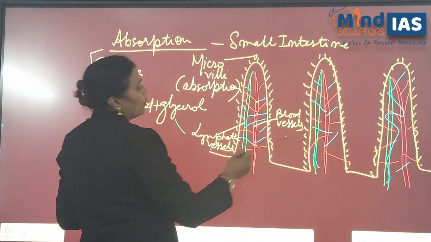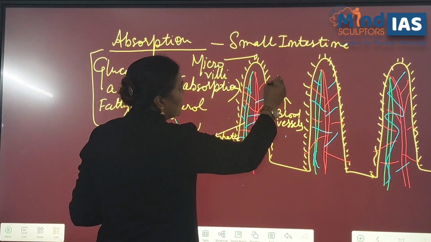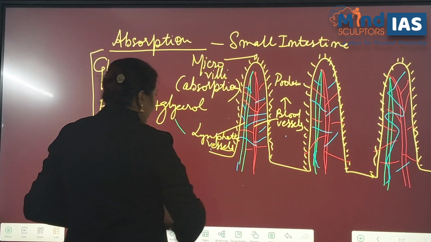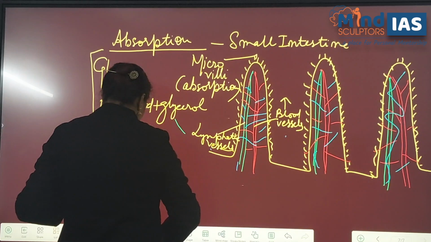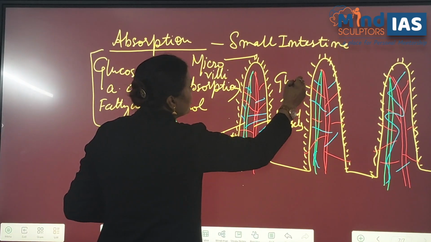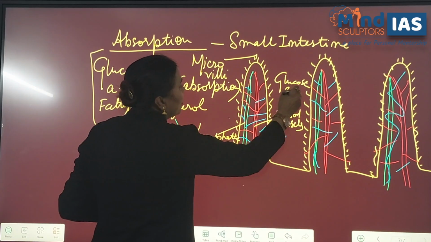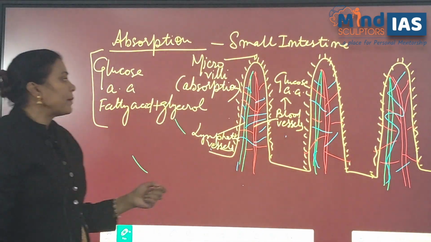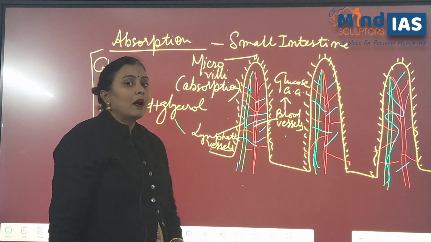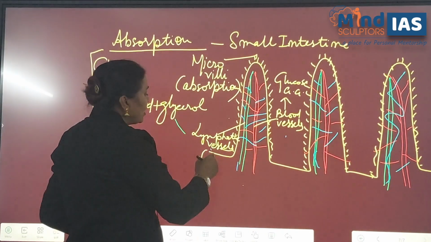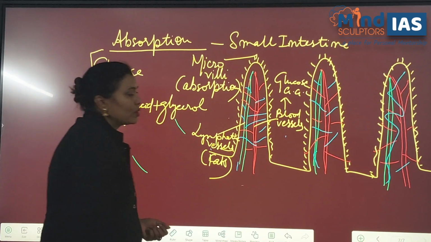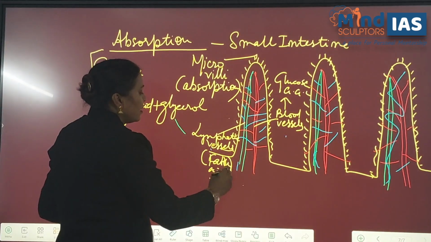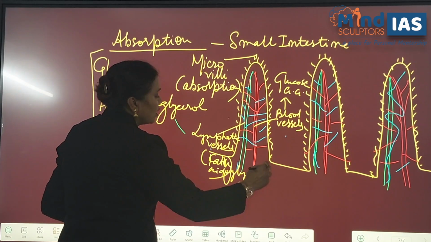If you see the blood vessel, what is absorbed in the blood vessel? Glucose, the simpler form, and amino acids. So the blood vessel is responsible for the absorption of glucose and amino acids, and the lymphatic vessels are responsible for the absorption of fatty acids plus glycerol.